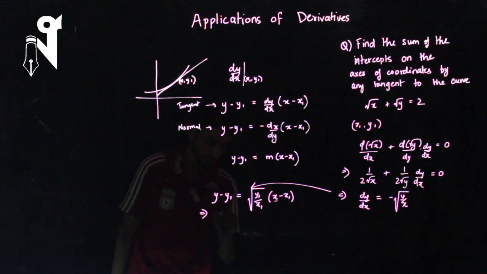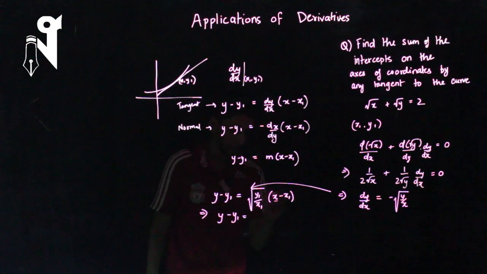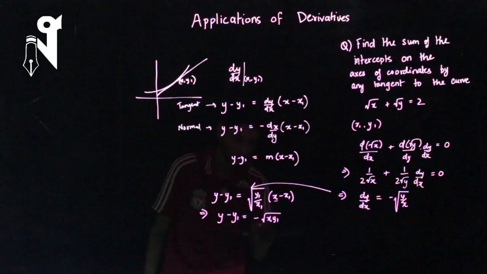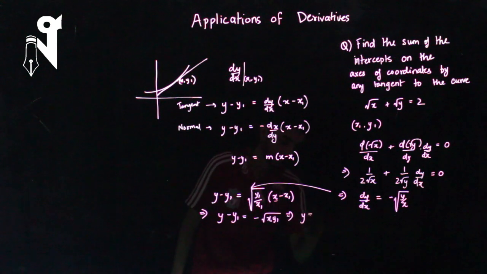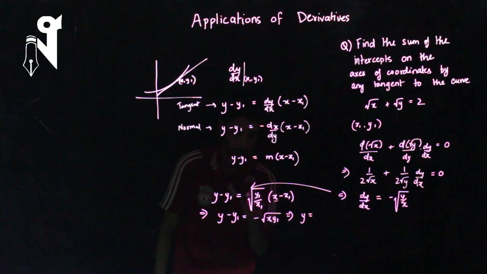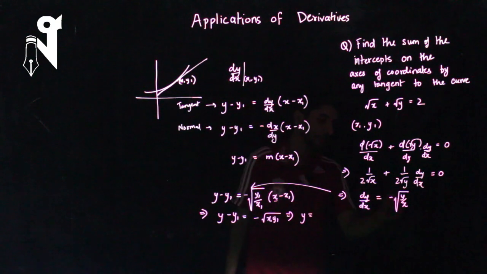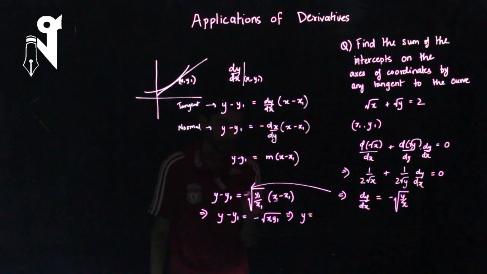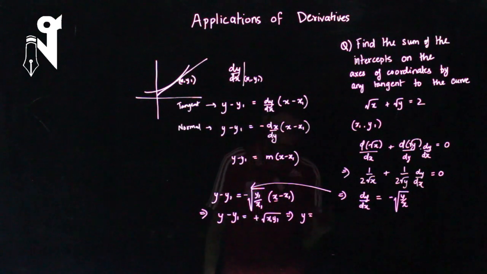I have y minus y1. So since x is 0, I just have root y1 by x1 into minus x1. So that gives me minus root x1 y1. I'm so sorry, there's a minus sign over here. So the slope we got is minus root y by x. You have minus root y1 by x1. So this minus and this minus combines, you get a plus. You have y is equal to y1 plus root x1 y1.